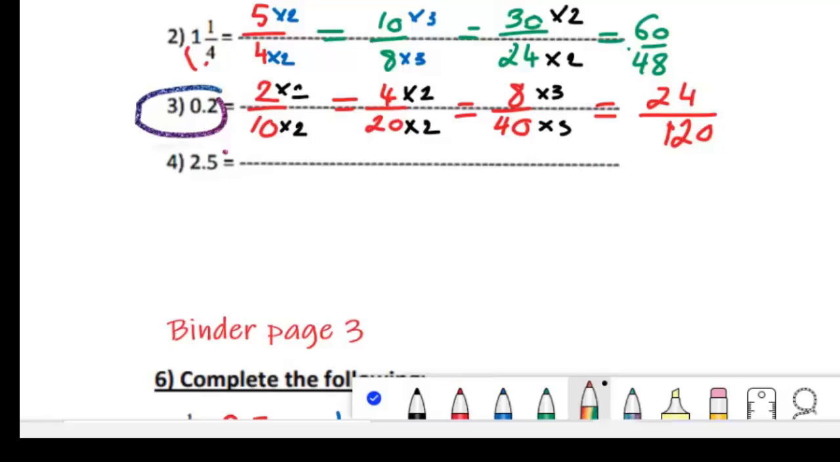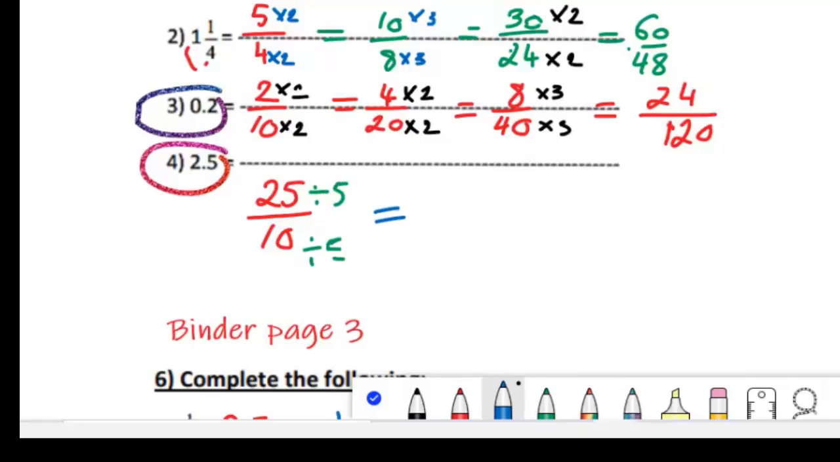Number 4 is 2.5, which is a decimal number. How can we solve it? First, we are going to change it to a fraction. 2.5 is equal to 25 over 10. Let's, for example, now divide both of them by 5. My new fraction will be 5 over 2. To have another equal fraction, multiply, for example, the numerator and the denominator by 2. And I will have now 10 over 4.